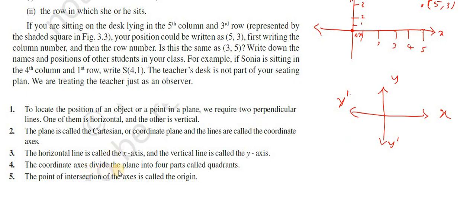The coordinate axes divide the plane into four parts, called quadrants. This is the first quadrant, this the second quadrant, this the third quadrant, and this the fourth quadrant. The point of intersection of the axes is called the origin. So this point is known as the origin. Copy this in your classwork.